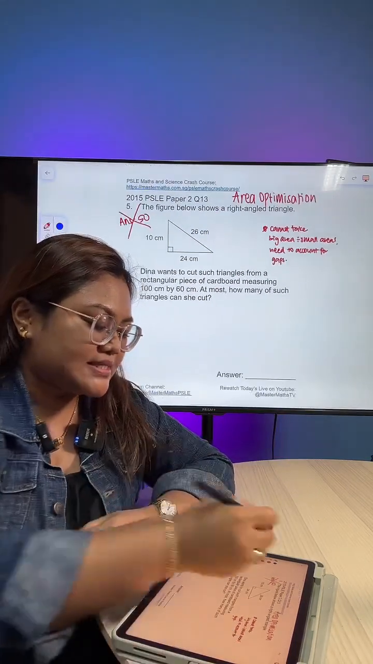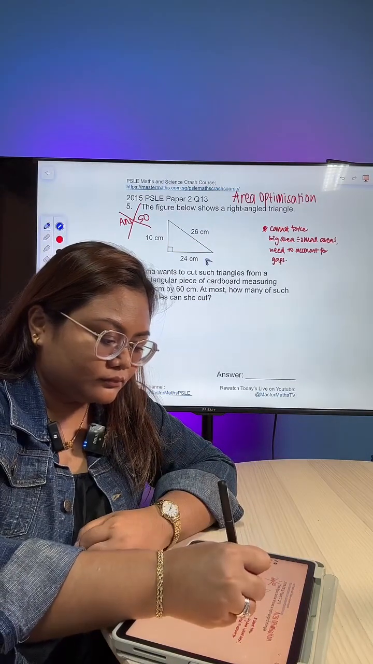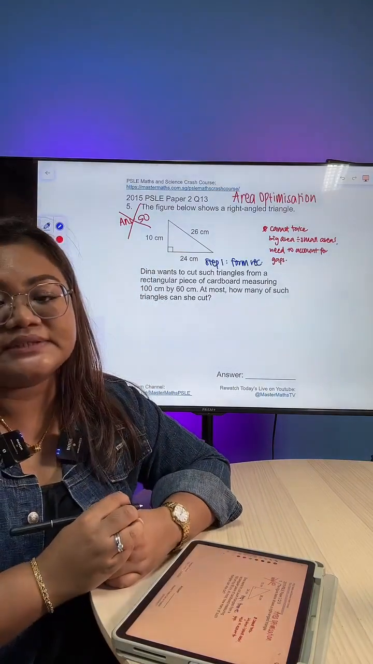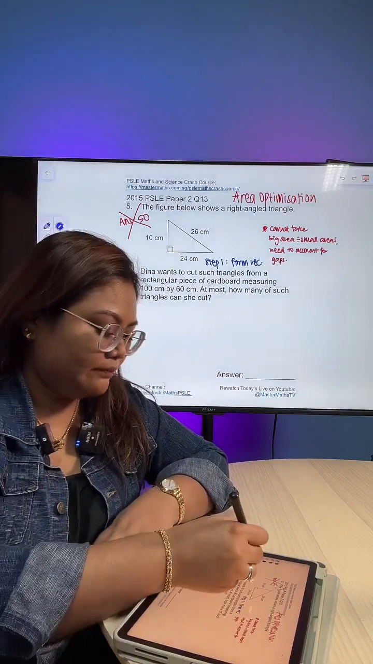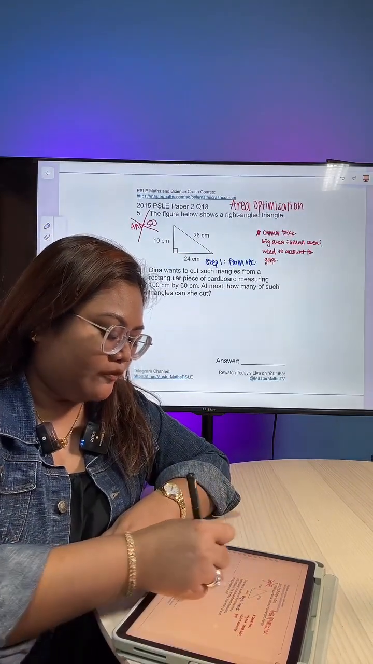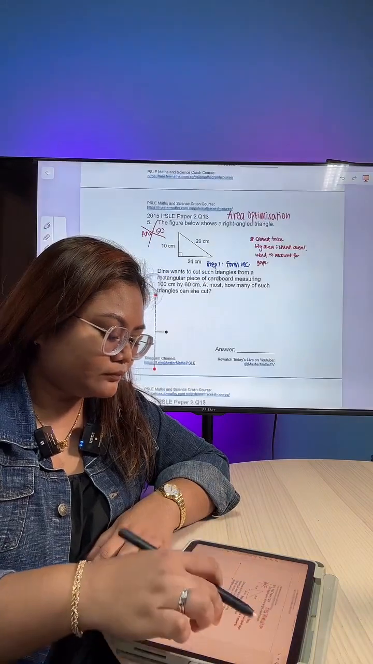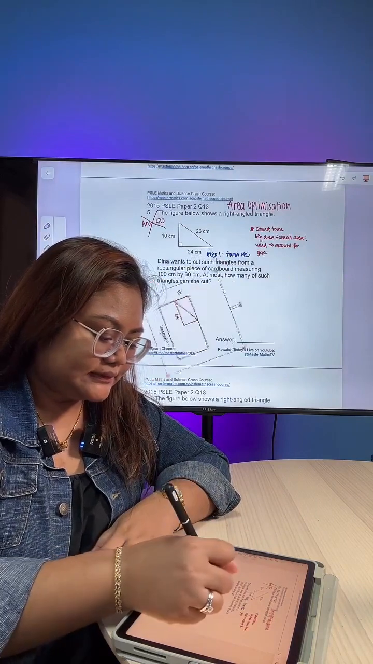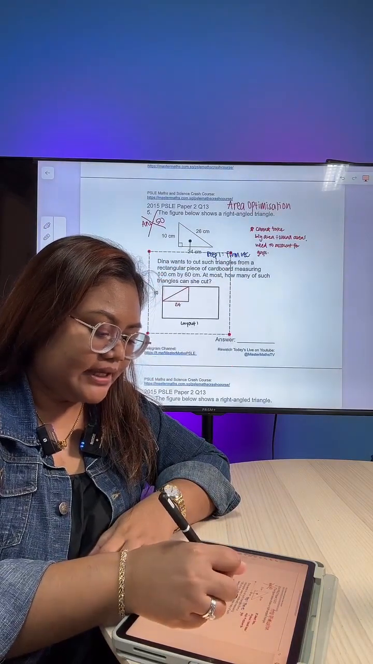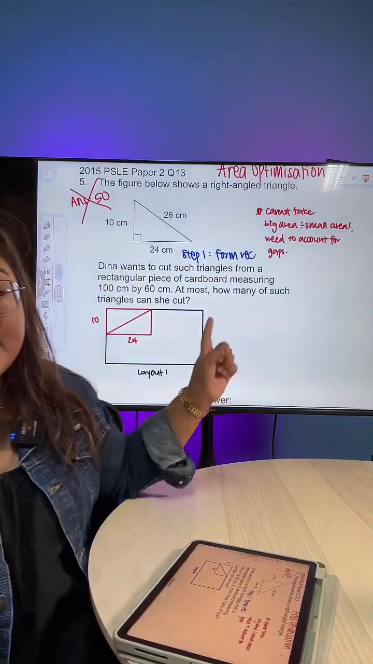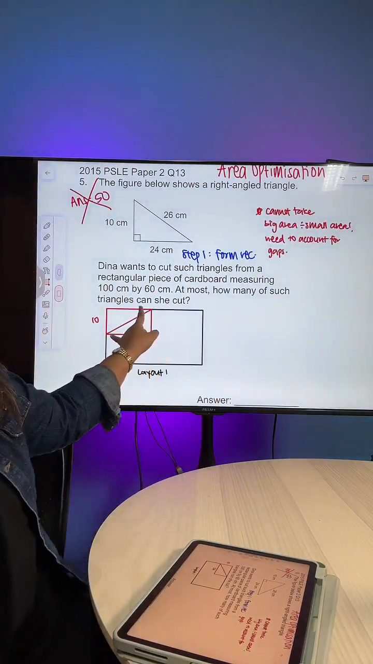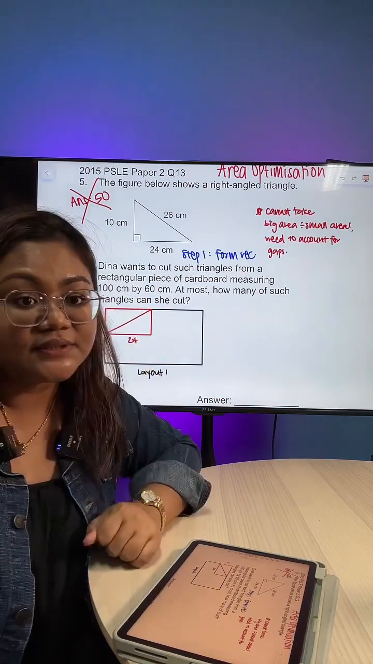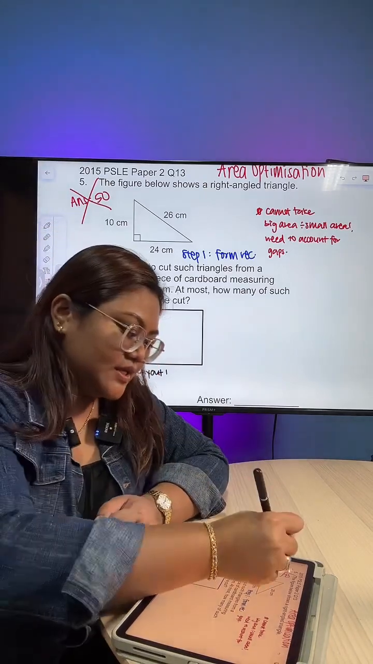So let me show you. Step 1: we have to form rectangles so that we can cut rectangles. It is easier to cut rectangles than triangles. I will first look at this layout and see what I can do with it. Everybody able to see this rectangle here? Imagine this is the cardboard. This is the triangle that I want. 10 by 24, I form a rectangle first.